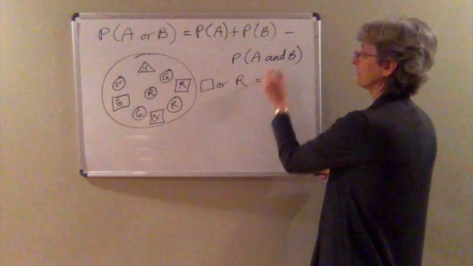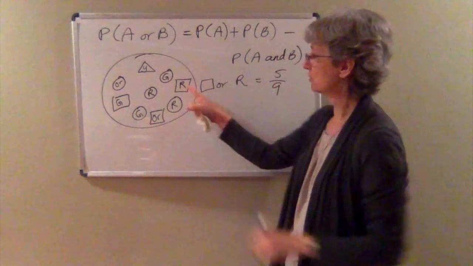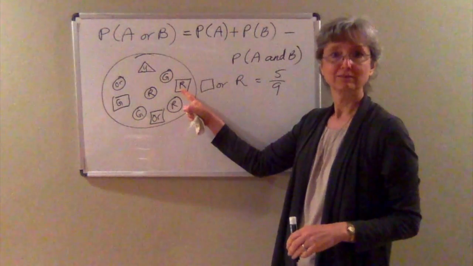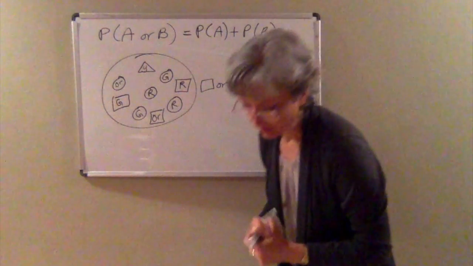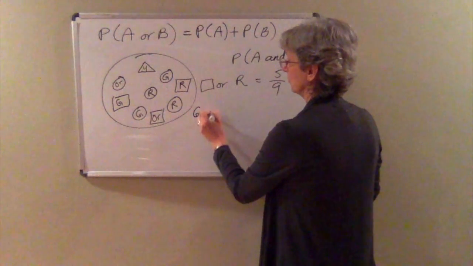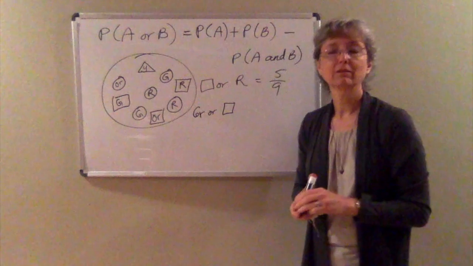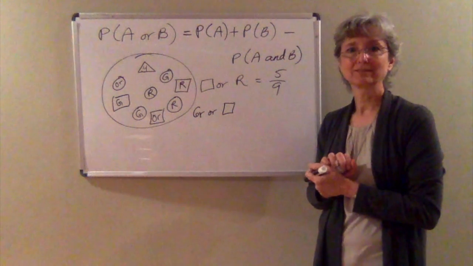And you should have got 5 out of 9. Okay? Don't count this red square twice. Okay? Let's do another one. What's the probability that it is green or square? Green or square? Okay, figure that out.